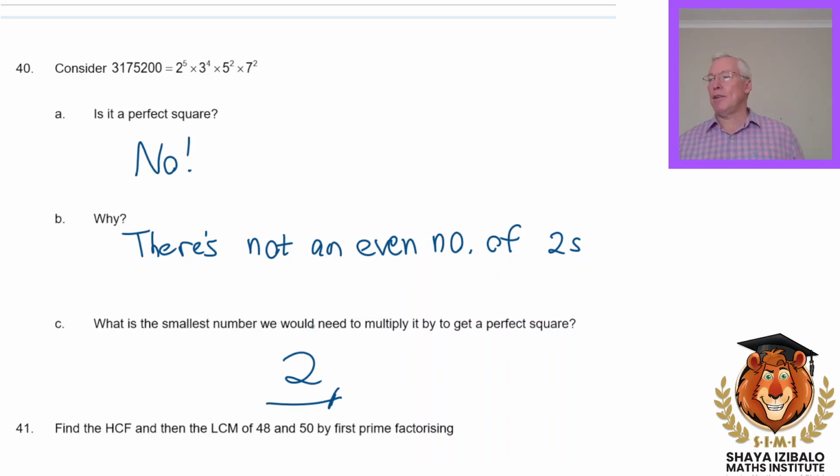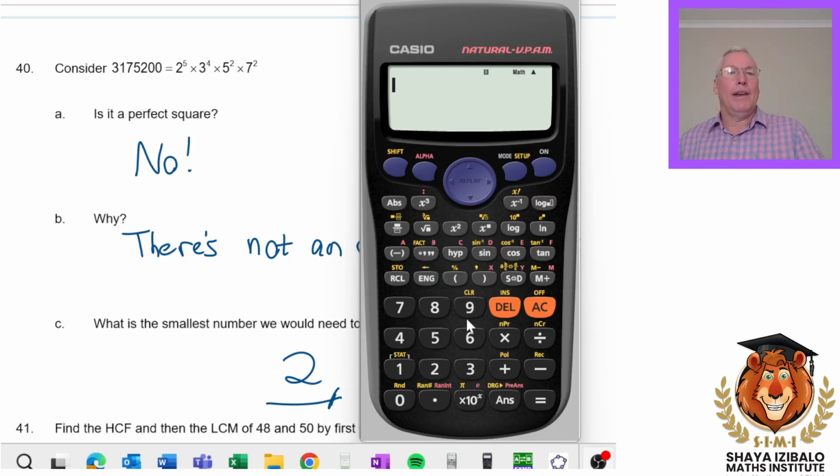Okay, I'm going to demonstrate that to you with a calculator. And while I do that, I'm going to teach you a little trick on your calculator. So 317, 520, sorry, on the wrong screen here, 317 5200. There it is, it's a number.